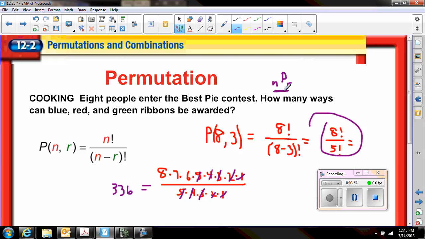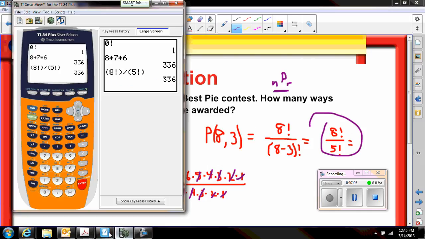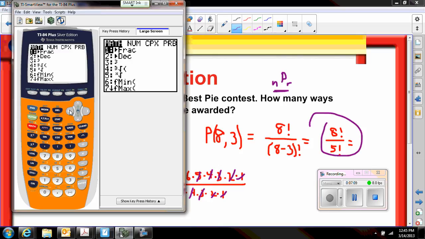This is your permutation button. This button does this formula for you, which means it saves time. It means you don't have to do all this work. On the TI-84, it can be found directly above the factorial sign.